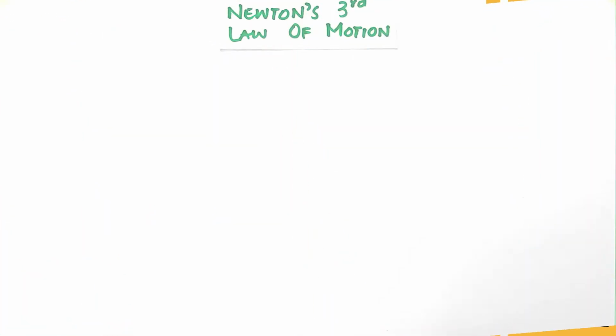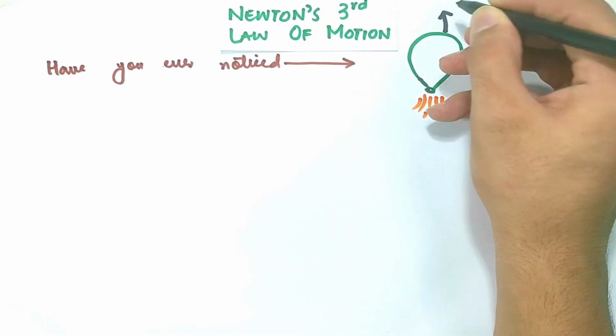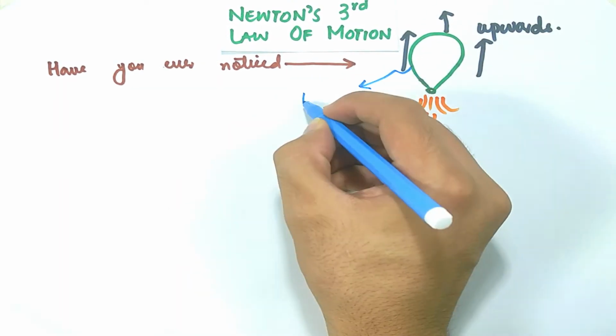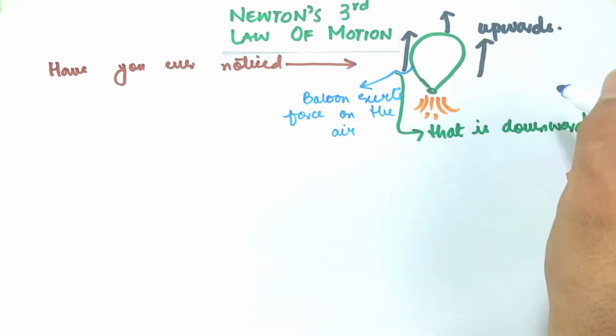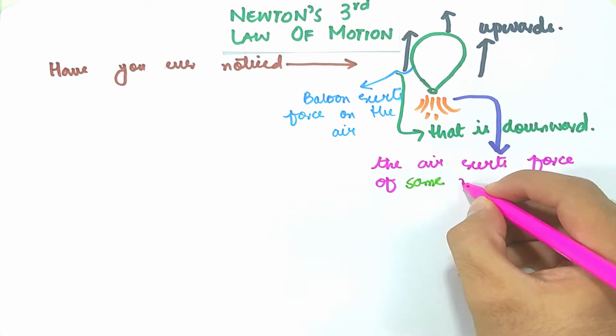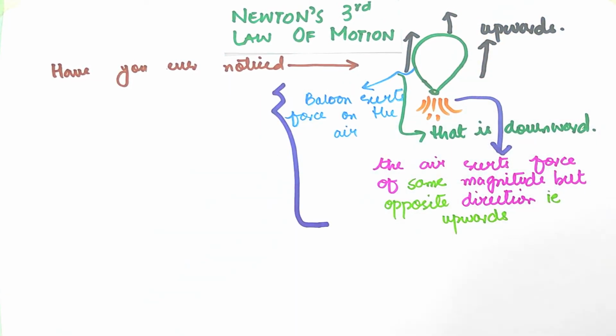Have you ever noticed that when air is expelled out of a balloon, it moves upward? Why do you think it happens? It happens because the balloon exerts a force on the air, which acts downwards. In response, the air exerts a force of the same magnitude on the balloon, which acts upwards.